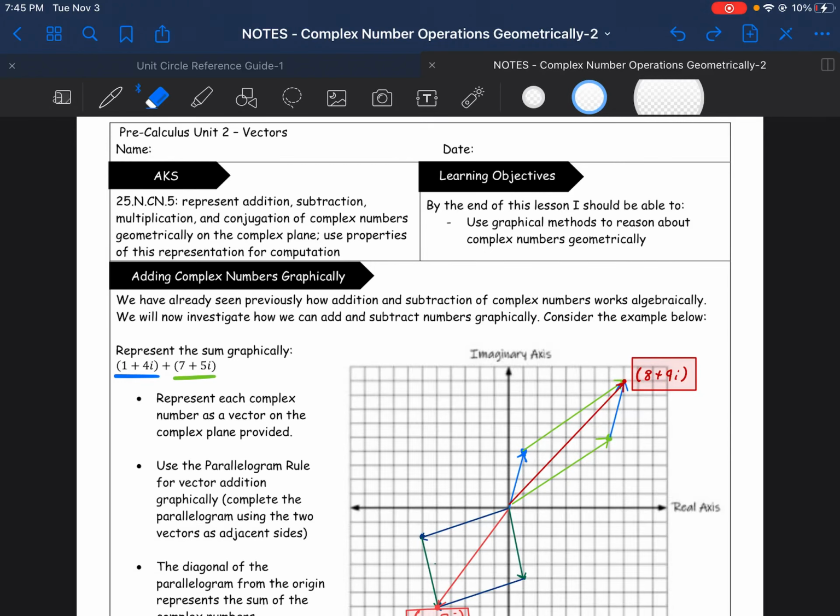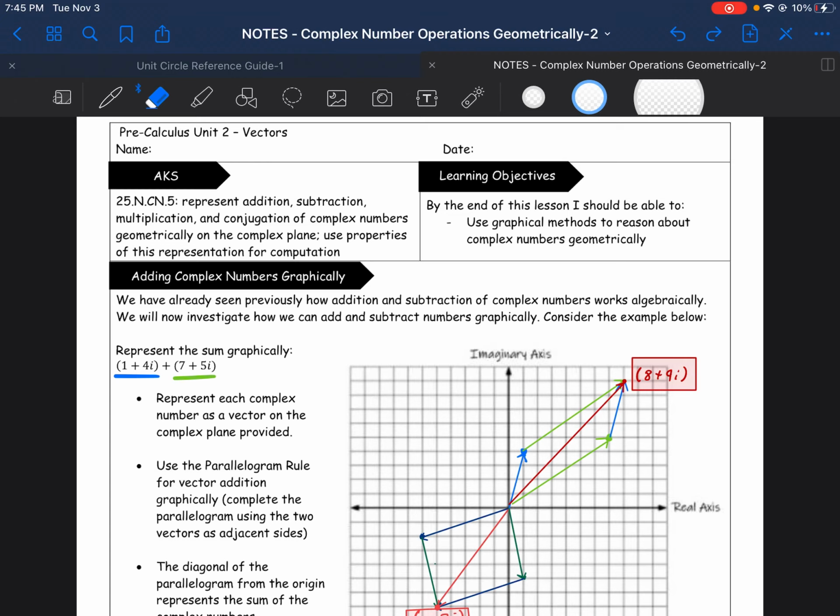In today's video, we're going to be looking at complex number operations geometrically. So previously, we looked at how we can add, subtract, and multiply complex numbers algebraically. Now we're going to look at doing those operations on a graph. We're going to begin with adding complex numbers graphically.